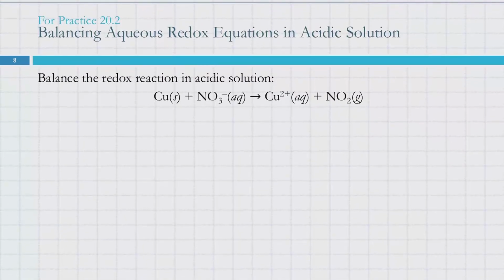Do we want to do another one in acidic solution? All right, we'll do another one in acidic solution. Okay, what's our first step? We assign oxidation numbers. Copper gets a 0. Then copper 2 plus gets a +2.